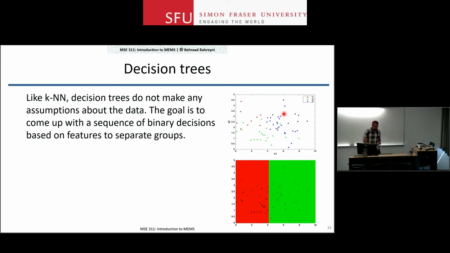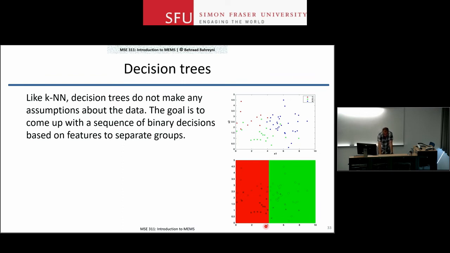So I look at the value for x1, for example, and say, is x1 larger than 4.1 or not? If yes, you're on the green side. If not, you're on the red side. If you're on the green side, you have a good chance of belonging to the blue class.